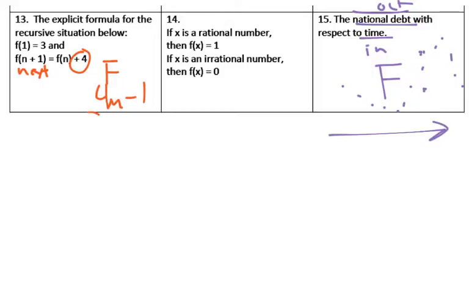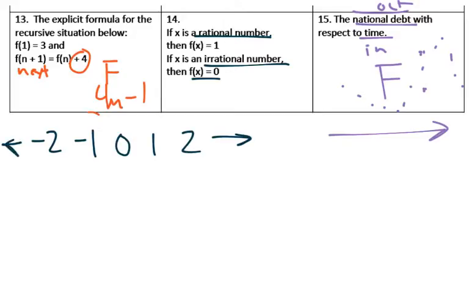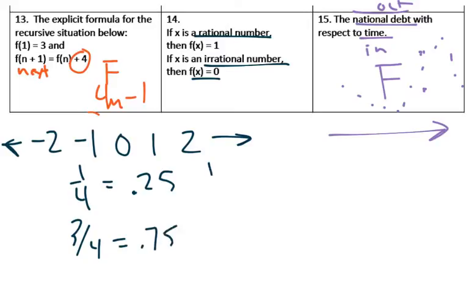Okay, so number 14. If x is a rational number, then f of x equals 1. If x is an irrational number, then f of x equals 0. So the idea here is rational numbers are like the regular numbers, we call these the real numbers, negative 2, negative 1, 0, 1, 2, and so on. It's also fractions that end, like 1/4, that's 0.25. 3/4, that's 0.75. 1/8, that's 0.125. So anything that's a fraction with whole numbers, like 5/10, that's 1/2. Those are called rational numbers.